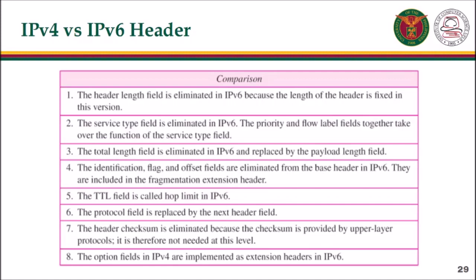The identification, flag, and offset fields are eliminated from the base header in IPv6. They are included in the fragmentation extension header. The time to live field is called hop limit in IPv6. The protocol field is replaced by the next header field. The header checksum is eliminated because the checksum is provided by upper layer protocols. It is therefore not needed at this level. The option fields in IPv4 are implemented as extension headers in IPv6.